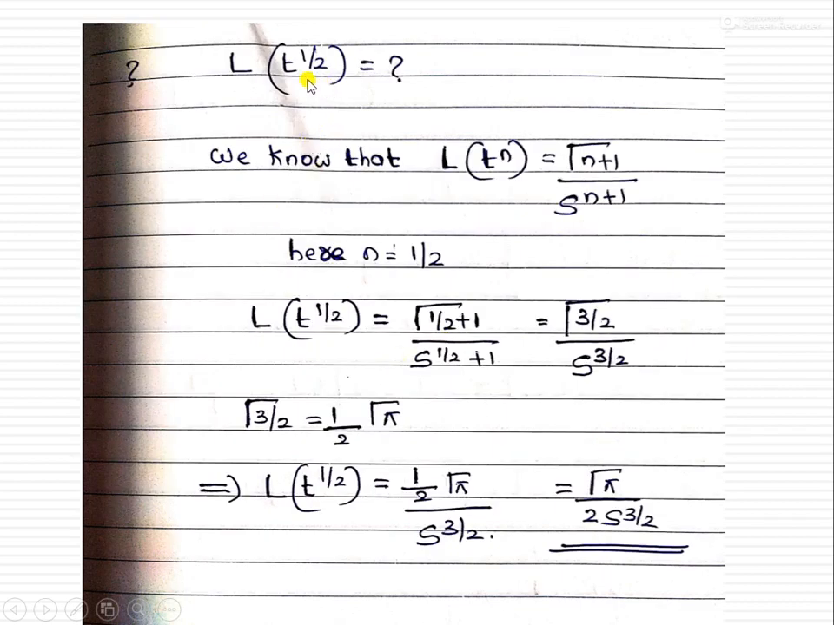Find the Laplace transform of t raised to half. We know that the Laplace transform of t raised to n is equal to gamma n plus 1 by s raised to n plus 1, or n factorial by s raised to n plus 1. Here n equal to half, that is the Laplace transform of t raised to half can be written as gamma of half plus 1 by s raised to half plus 1. We know that half plus 1 equal to 3 by 2, that is gamma 3 by 2 by s raised to 3 by 2. By the gamma function we studied that gamma 3 by 2 can be written as root pi by 2, or half into root pi. So by substituting these values we get the Laplace of t raised to half equal to half into root pi by s raised to 3 by 2, that is root pi by 2 into s raised to 3 by 2. So this is the answer of the Laplace transform of t raised to half.